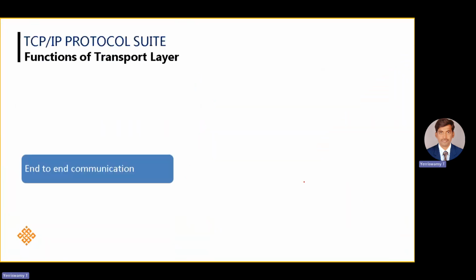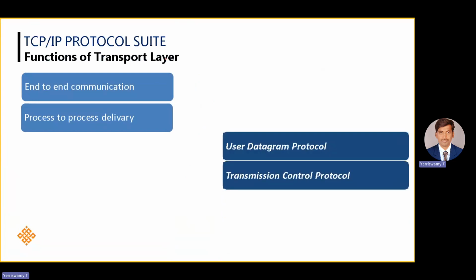Coming to the transport layer, the functionalities are the same. It helps in end-to-end communication. It helps in process-to-process delivery, that means finding the exact port number or peer-to-peer communication. All those things the transport layer will help you with.